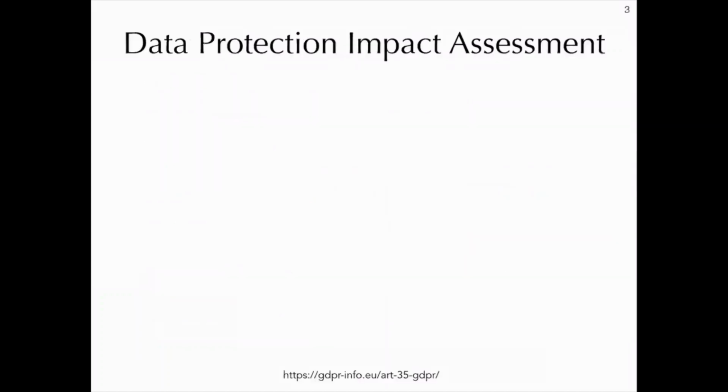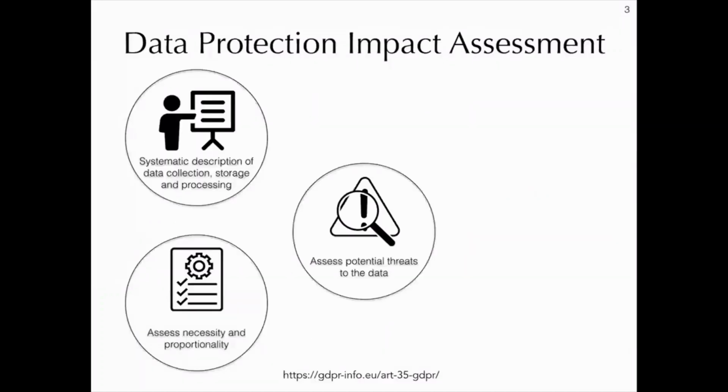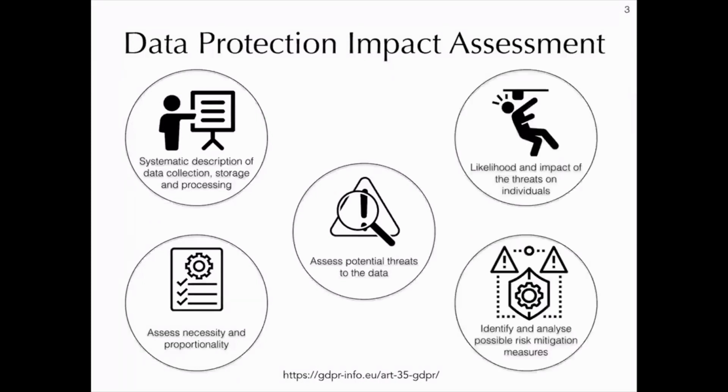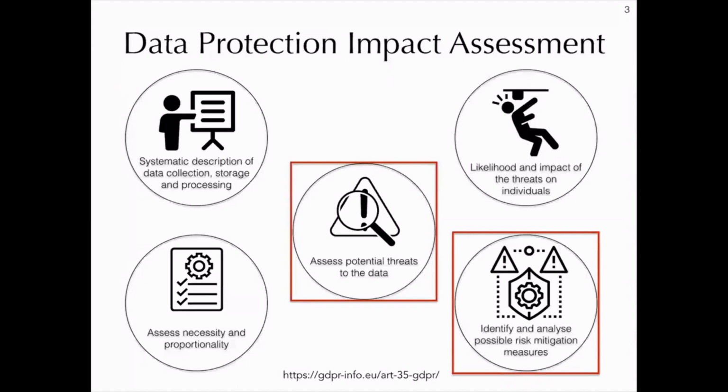In fact, as per Article 35 of GDPR, it is mandatory to perform a data protection impact assessment (DPIA) if a data processing involves innovative technologies such as machine learning. The key steps in performing a DPIA are to assess the potential threats to data and identify possible risk mitigation measures. Traditionally, when performing DPIA, organizations focused on illegitimate access to data, say through security breaches.